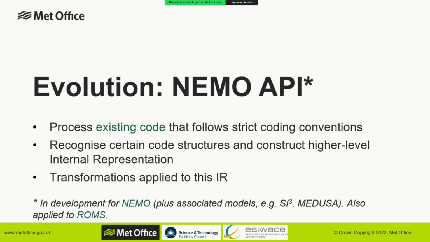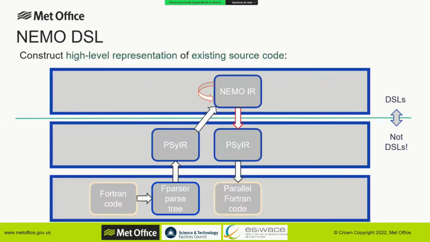NeMo is quite different because it works on the existing code that follows strict coding conventions, and because of strict coding conventions, it recognizes certain code structures and constructs a higher level internal representation, and this is what the transformations are applied to. So if you look at the NeMo DSL, the Fortran parser is used to parse the existing code. It creates the intermediate representation. The NeMo API is providing transformations, and it generates the parallel Fortran code.